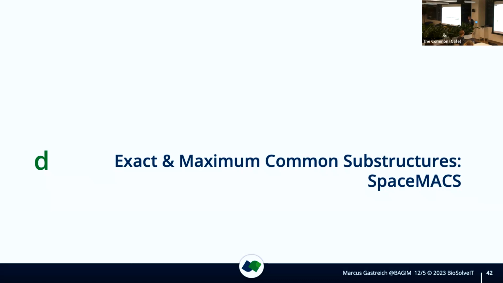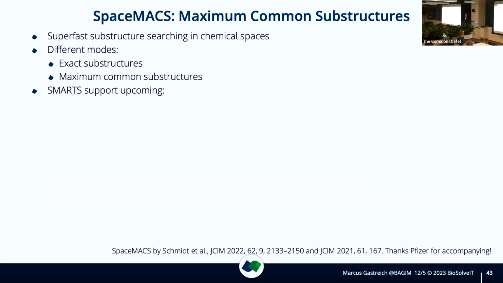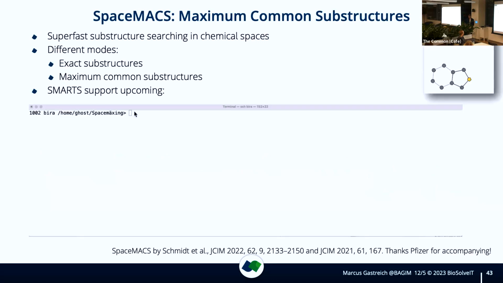So he wrote up SpaceMACS. And SpaceMACS now does exactly that. It does the exact and maximum common substructure search in these combinatorial spaces. And it's super fast. I can actually demo this here on the laptop if you wish later on. I did a little movie that shows that essentially. You can switch the mode. So you say, I need this exact substructure, or you give it a little bit of leeway, and even SMARTS support is upcoming here. So here's that example from the academic prototype that we have.